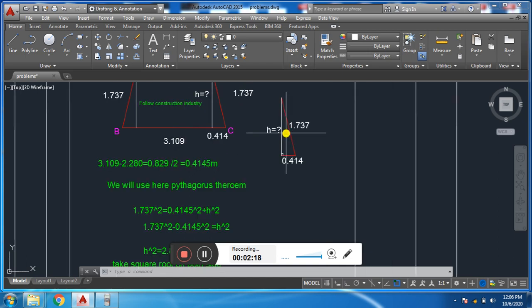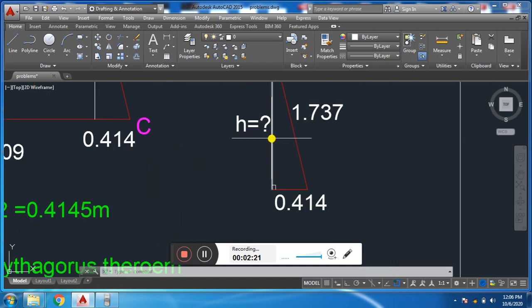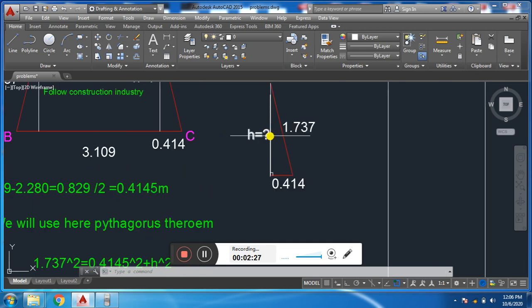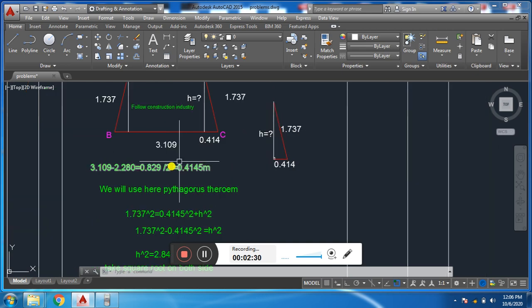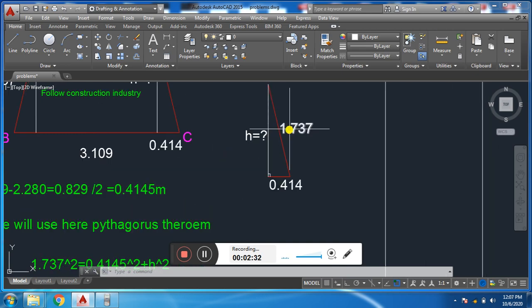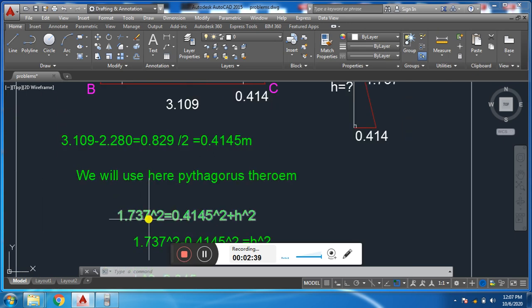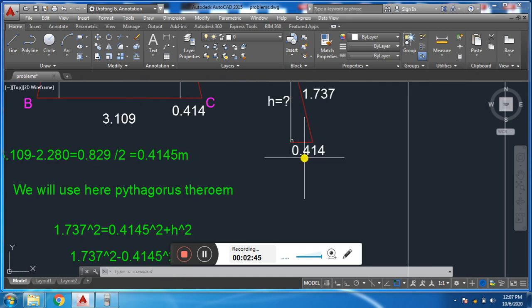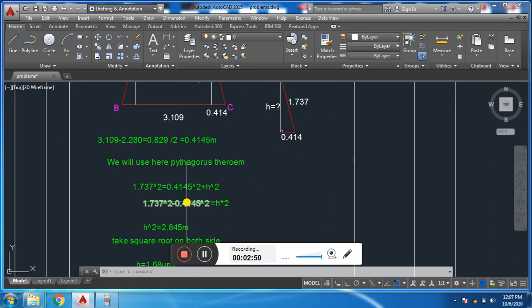We know how to find one side of a triangle if we have two sides given. We will use the Pythagoras theorem for this purpose. We know that the Pythagoras theorem is: hypotenuse square is equal to perpendicular square plus base square. Here we have hypotenuse 1.737 square is equal to base square 0.4145 plus perpendicular square h square.